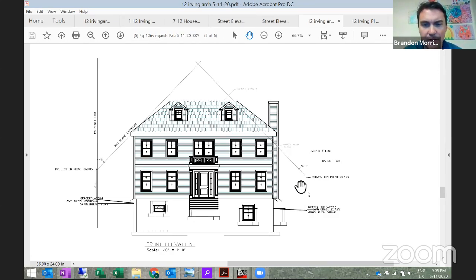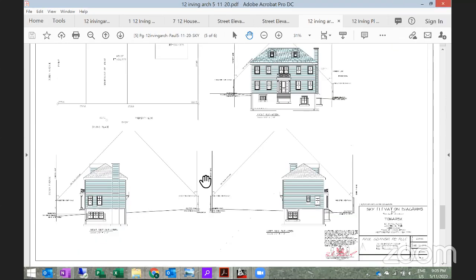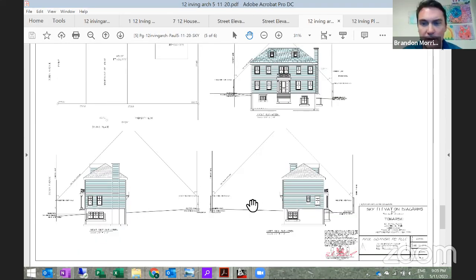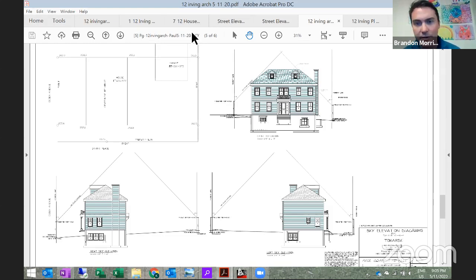The portion of the sky exposure plane that's impacted faces Irving, right at the corner. Yep, Irving and Ogden. It's not an adjacent property that we're encroaching upon, right? We're encroaching upon the street. Correct.